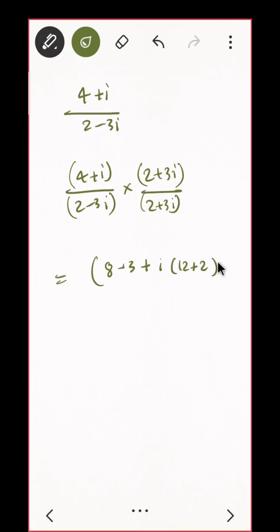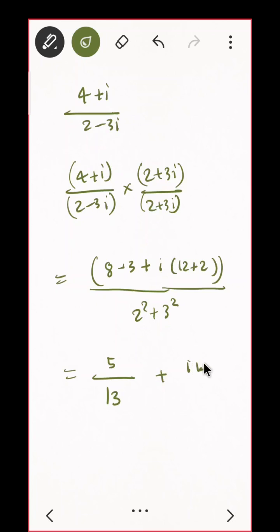I hope you understand how I am directly multiplying. And here what will come? This is 2 square plus 3 square. So do you see the answer? What is 8 minus 3? So it is 5 upon 4 plus 9. 9 plus 4, that is 14, na? Or 13. 13. And what about this? Plus i into 14 upon 13.